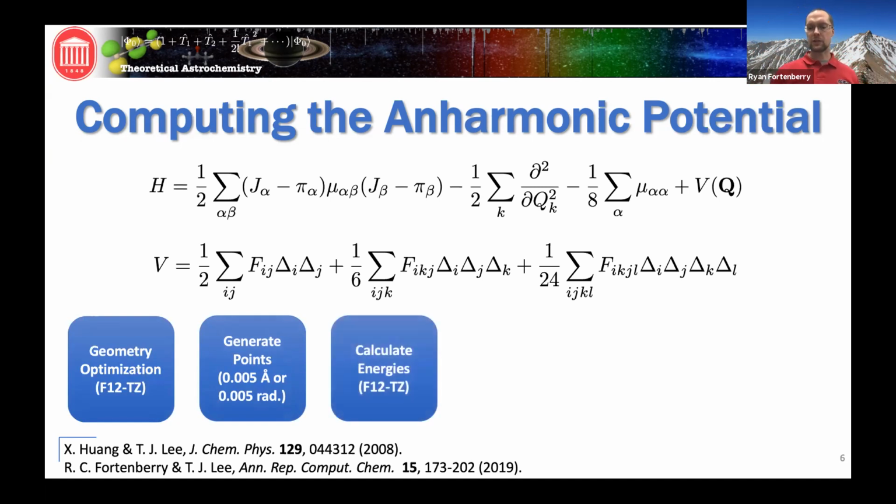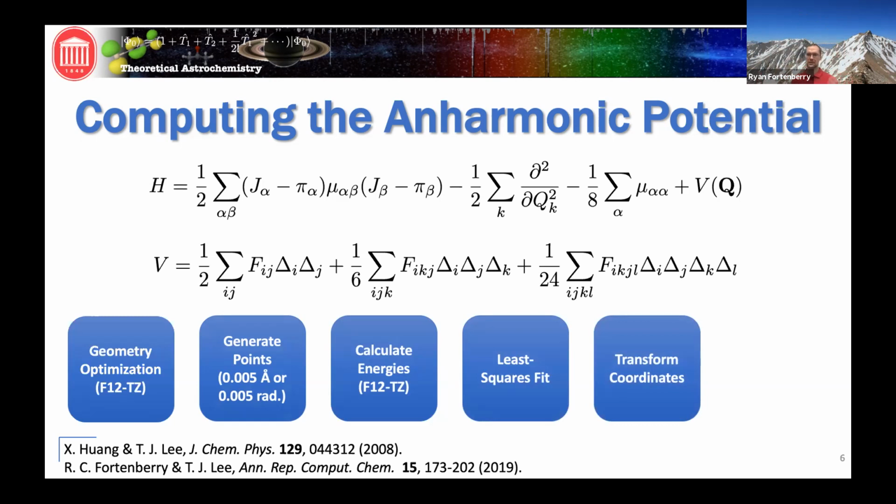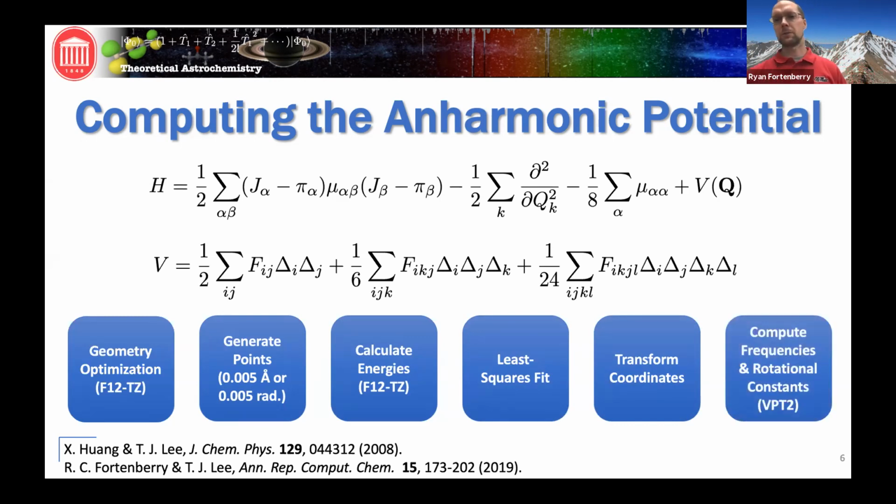We calculate the energies at those points. We do a least squares fitting. Then I like to transform the coordinates. I got this from my postdoctoral advisor, Tim Lee at NASA Ames. Transform the coordinates because this makes them a bit more malleable. Then we use vibrational perturbation theory to describe what the fundamental vibrational frequencies are, as well as the rotational constants and some of the things that Connor was presenting earlier.